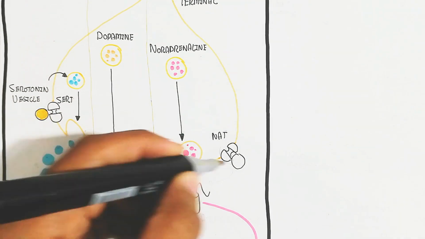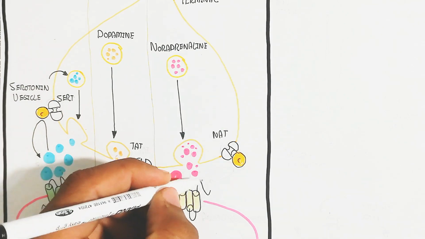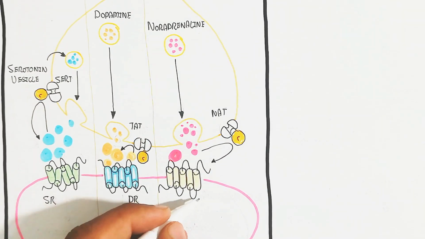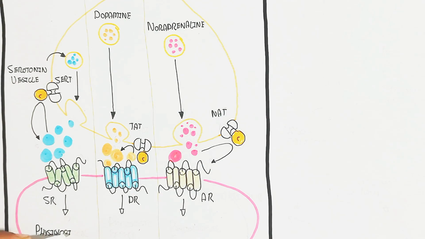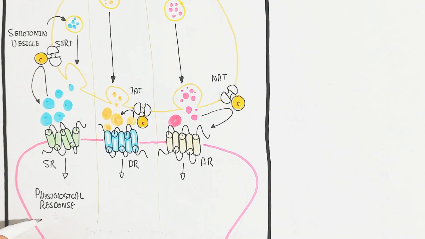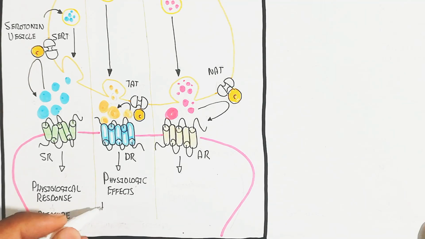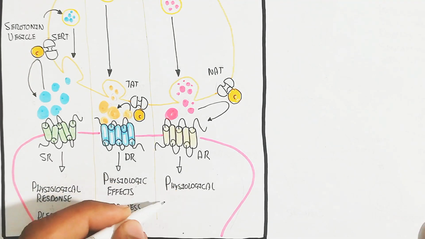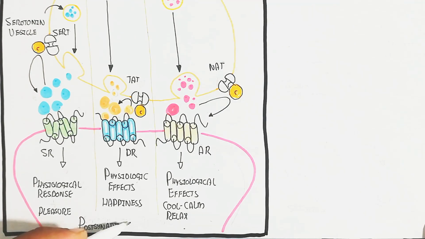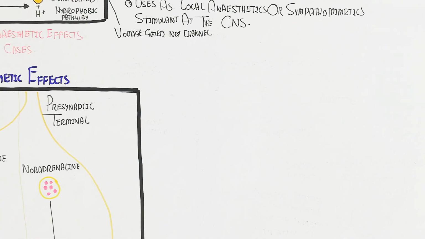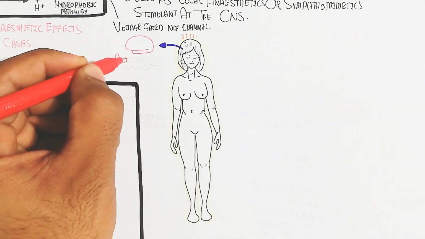Reuptake is important for normal function, but the serotonin transporter channel, the DAT channel, and the NAT channel will be inhibited by the drug cocaine, leading to more and more binding with the receptor and increased efficacy of the response. The postsynaptic terminal will fire more, leading to physiological responses like pleasure. Dopamine leads to happiness and reward, and this reward leads to addiction to cocaine, to get the dopamine release again and again. The physiological effect is cool, calm, and relaxed due to the adrenaline.